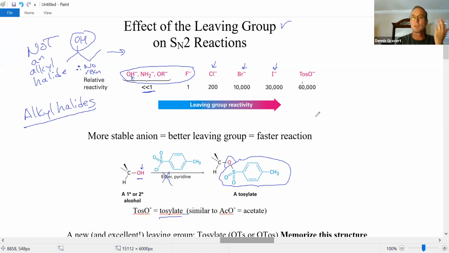Like if in the lab, you're like, I really want this Sn2 reaction to happen now and today, well, then you should probably go make the tosylate or get the alkyl iodide. And the chloride, you're going to have to let it sit overnight maybe, or you have to wait a while. It won't go as fast.